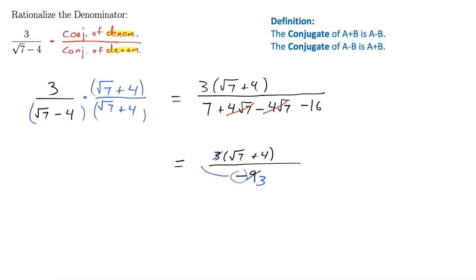I'm going to bring this negative up to the front here. So this gives negative rad 7 plus 4 all over 3. And look what we've done. We have rationalized the denominator. The conjugate trick is the path to do so.